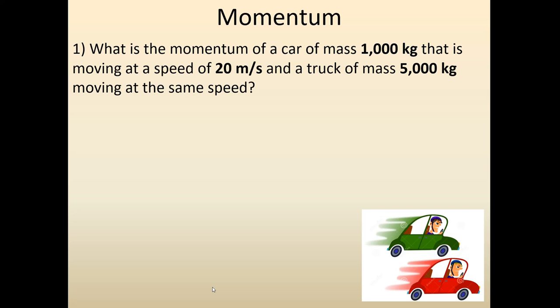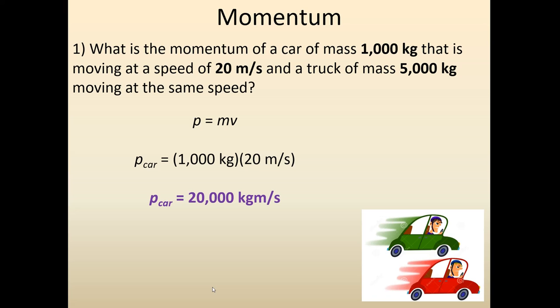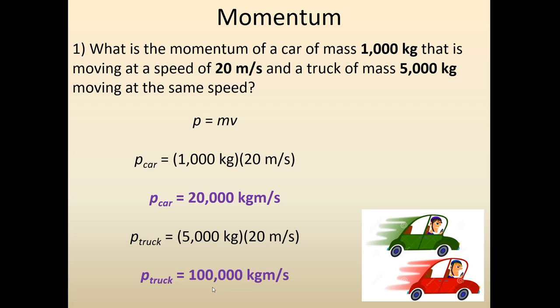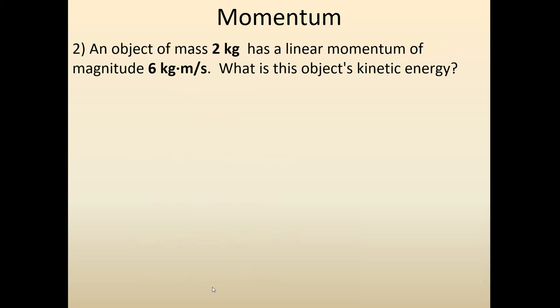All right, so really quick, we'll just use the equation P equals mv, plug the numbers in for the car, check out our answer, and do the same thing for the truck. We end up getting that the car has 20,000 kilogram meters per second of momentum, and the truck has 100,000 kilogram meters per second. All right, here's the next one. Pause the video, work it out, and we'll go over it in a second.